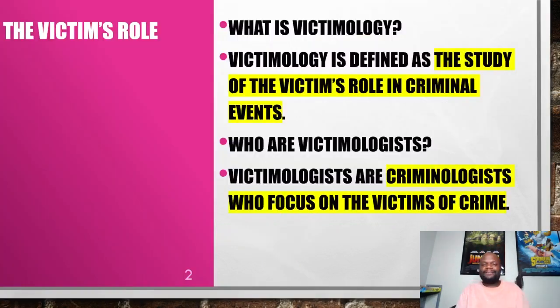So what is victimology? Victimology is simply defined as the study of the victim's role in criminal events. And who are victimologists? They are criminologists who focus on victims of crime. Remember, a criminologist is someone who studies the nature and extent and the reasons why someone engages in crime. A criminologist looks at criminal theory as well. But a victimologist is really focused on studying the victim. What role did they play?